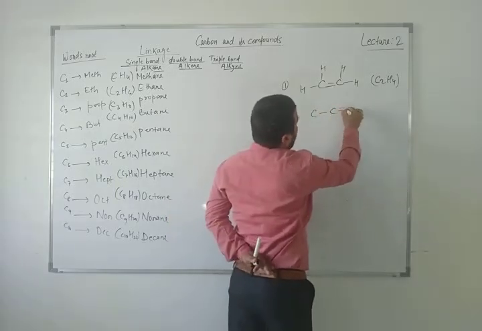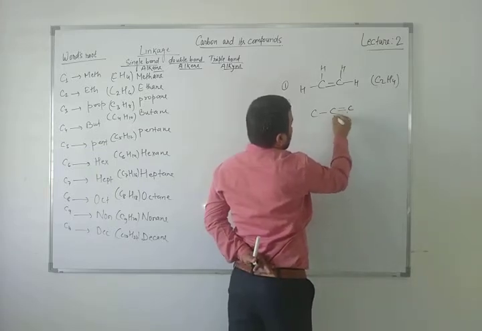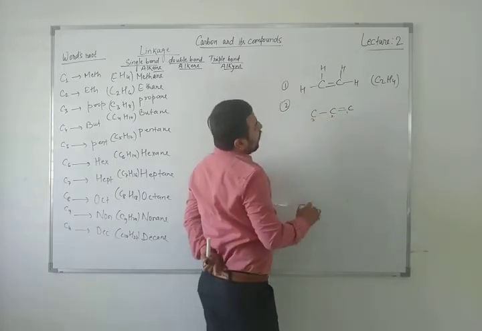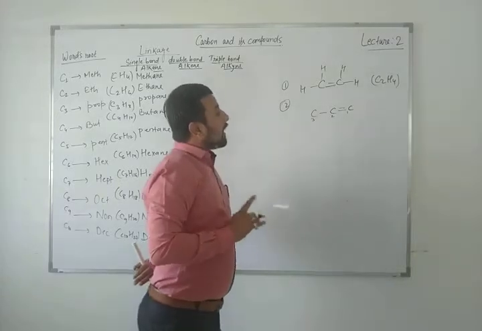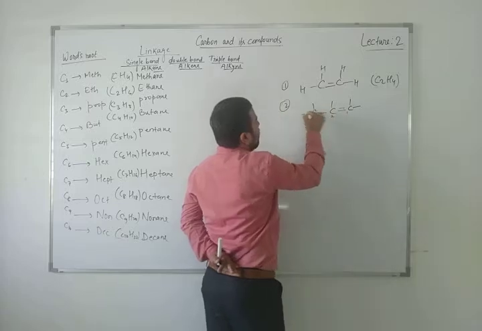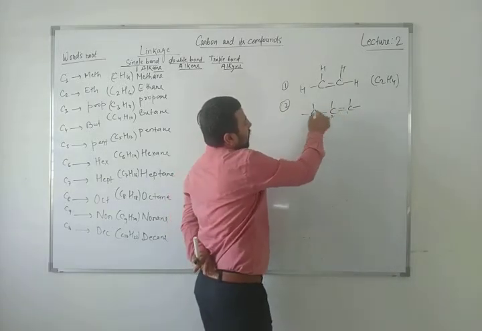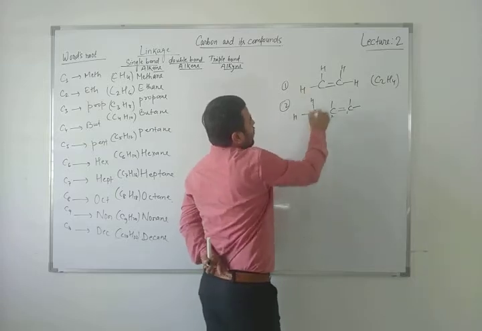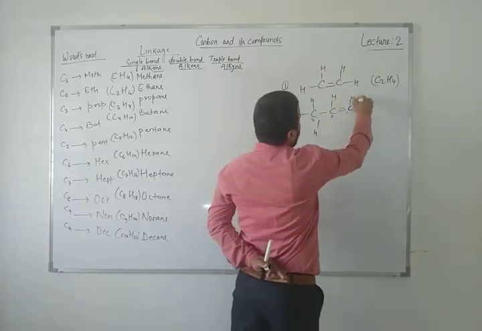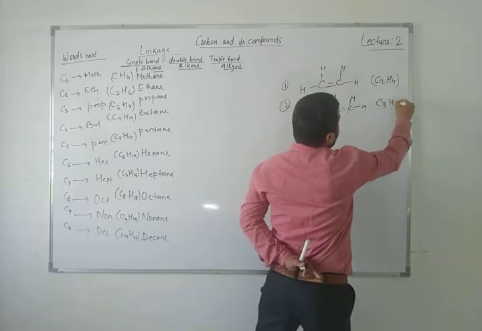carbons there will be a single bond. If I take this as the first position, this is the second position, and this is the third position. In the first position, carbon will have a double bond. You can see here the first position is having a double bond, the second position is also connected with that double bond, and the third carbon is having only single bonds. So H, H, H, H, H, H. You can see here 3 carbons, 6 hydrogens, C3H6.